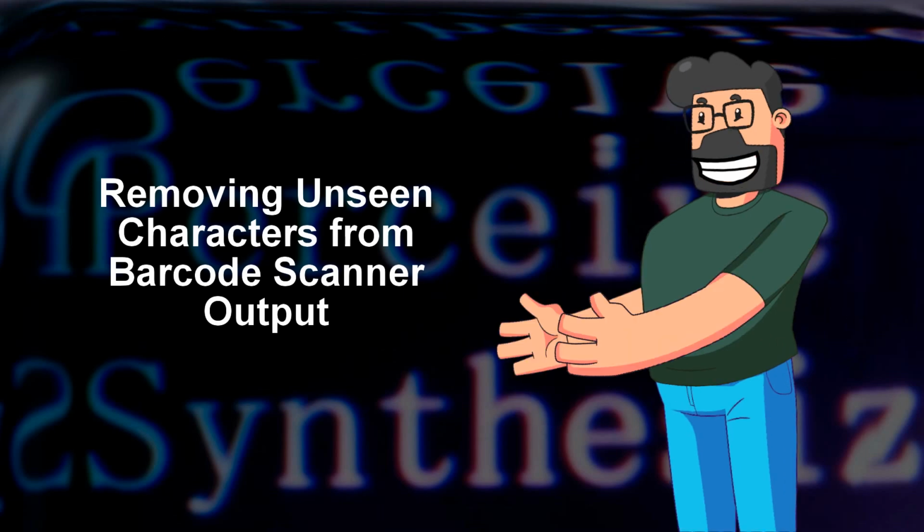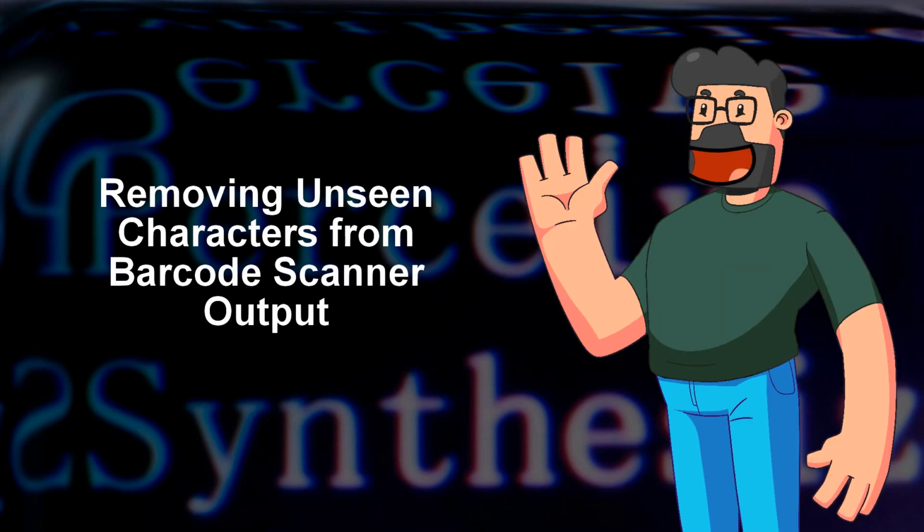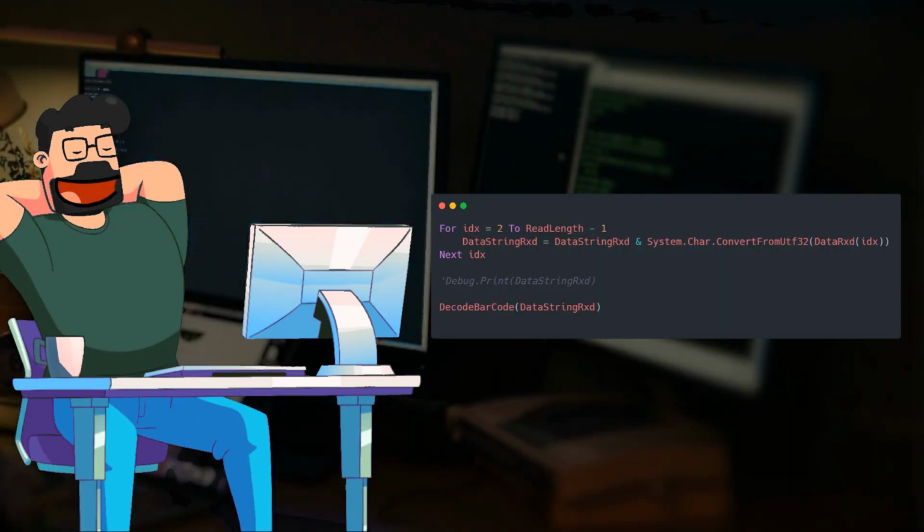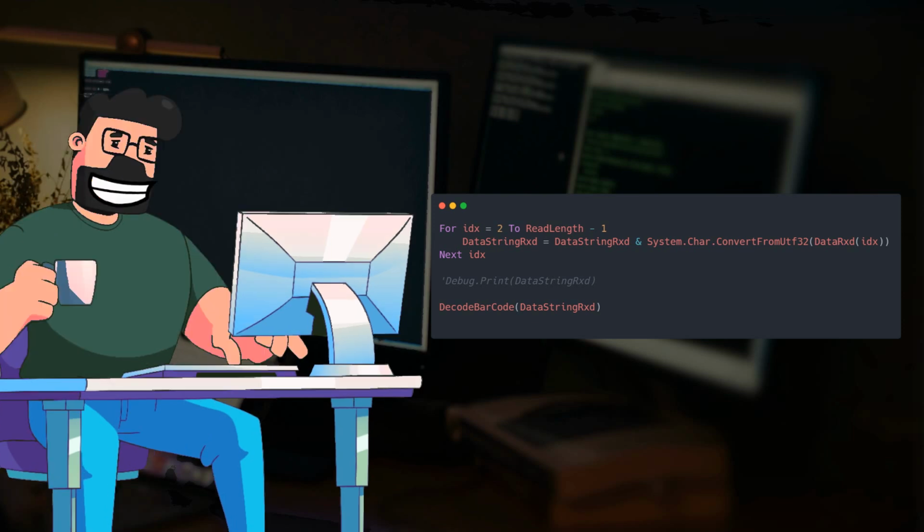We've identified the culprit as the UTF-32 to UTF-16 conversion, which introduces surrogate pairs due to the difference in character encoding. Now let's dig into the solution that was discovered for this pesky problem. The key fix lies in adjusting how the data is processed during conversion.